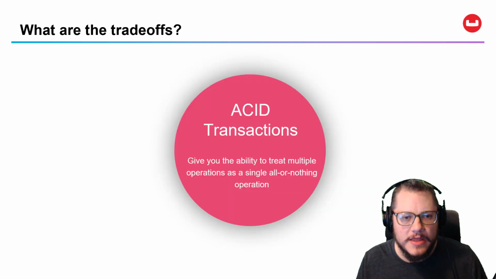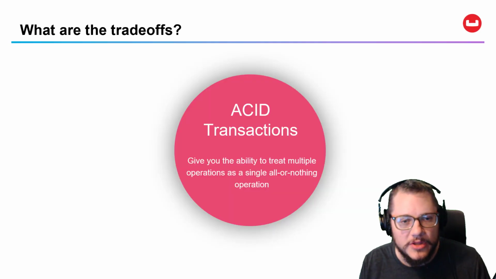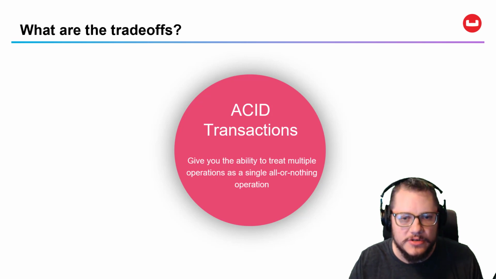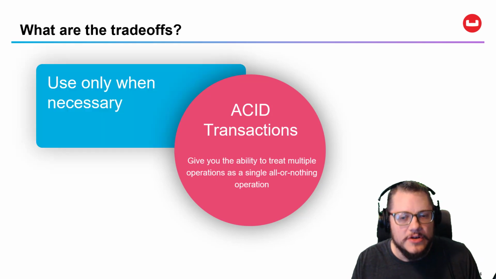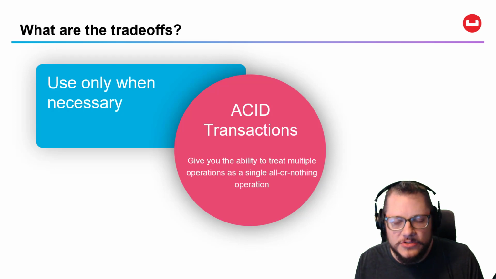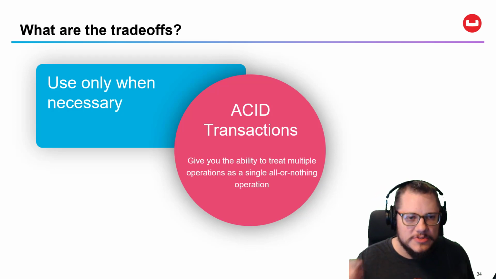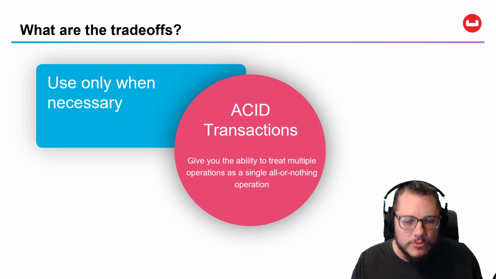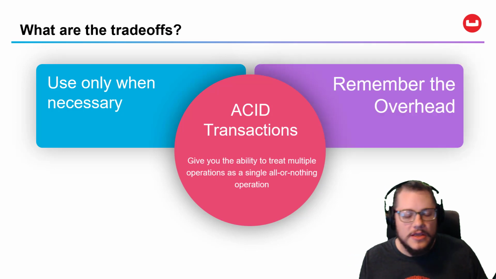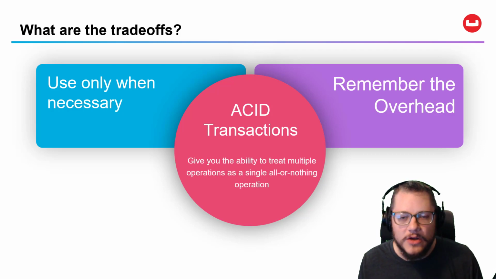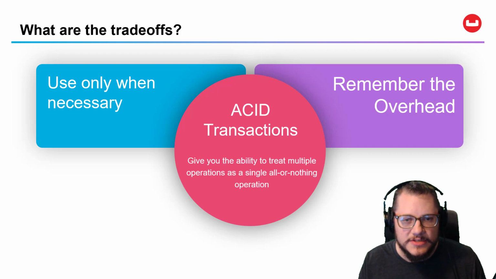Let's review here. ACID transactions give you the ability to treat multiple operations as a single all or nothing operation. The trade-off here is that basically you should use them only when necessary. Don't use a repository pattern that wraps everything in a transaction by default. Target specific areas where you need it. Because remember, there's overhead, whether it's a two-phase commit, enhanced durability, whatever. There's more overhead here, no matter which approach your NoSQL database is taking.